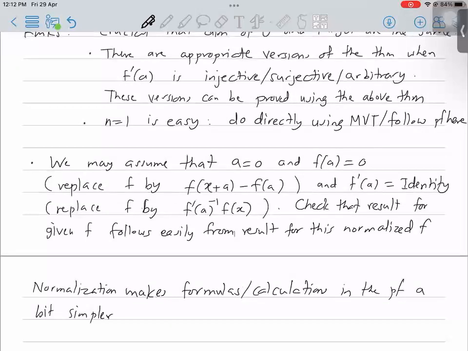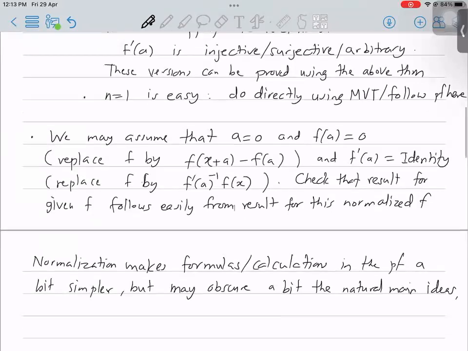And this is what many sources normally do. But I do not want to do that for the following reason. Obscure a bit, you know, the natural main idea. So we won't do this.